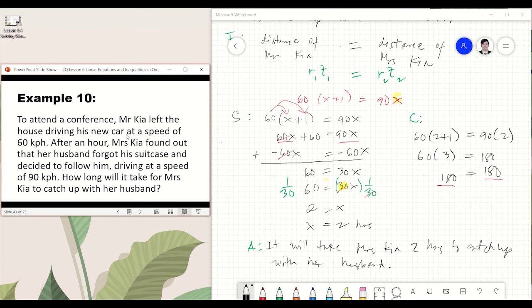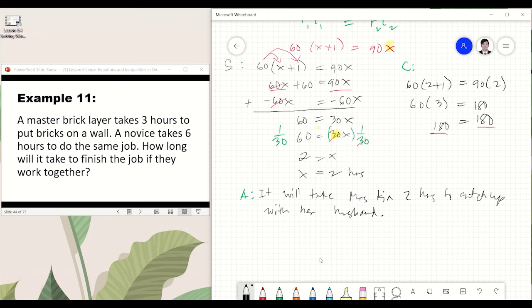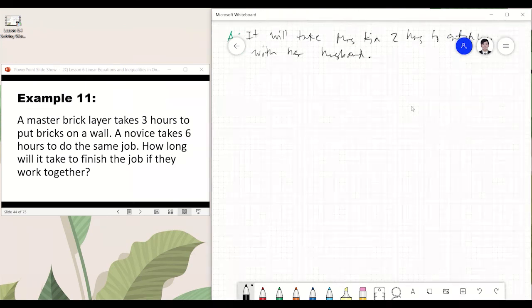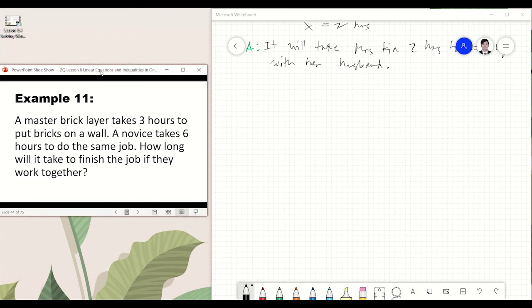Now, let's proceed to example 11. So, example 11 is all about work. So, ano yung work? So, ito yung amount of task na ma-accomplish mo in a certain period of time. So, para kung the whole task, in an hour, you'll be able to finish half of it. Parang ganon. And then, you'll be needing 2 hours to accomplish the entire task.